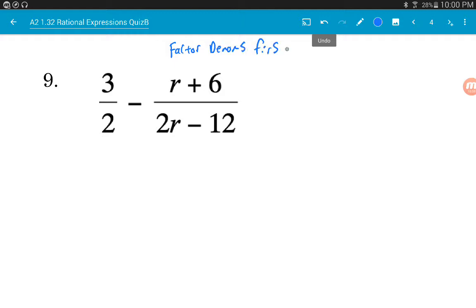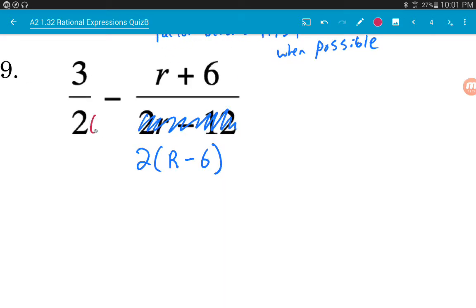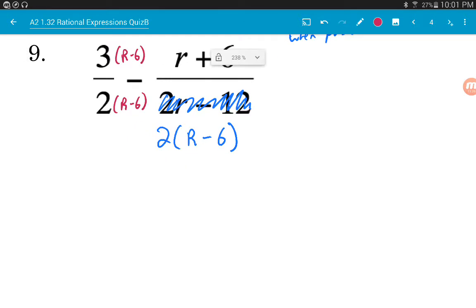So factor the denominators first when possible. Here's what I do. I say, all right, this can factor out a 2, leaving me with r minus 6. Now this has been replaced. Well, that works out really well, because I recognize that all I have to do is put an r minus 6 here, and I have the same denominator. I need to do it on top as well to balance it out.